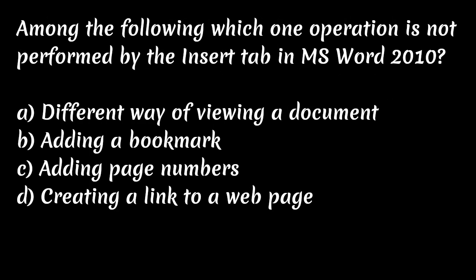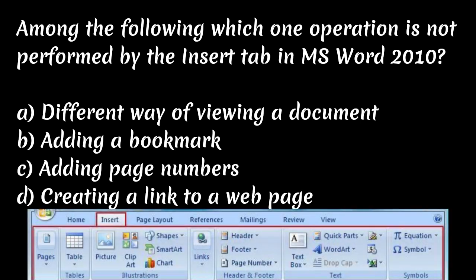Question 50. Among the following, which one operation is not performed by the Insert tab in MS Word? A. Different way of viewing a document. B. Adding a bookmark. C. Adding page numbers. D. Creating a link to a web page. Answer A. Different way of viewing a document.